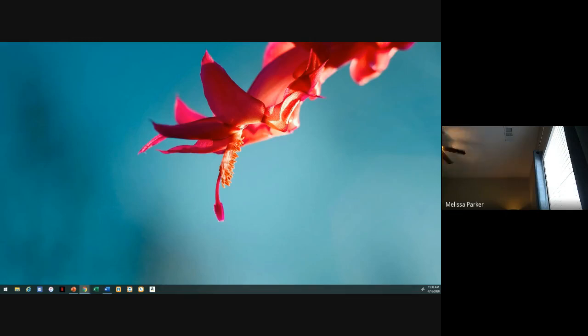Project Airbridge, which has been an amazing success. We've completed 44 flights, and these are flights of very, very large airplanes. Massive cargo planes.